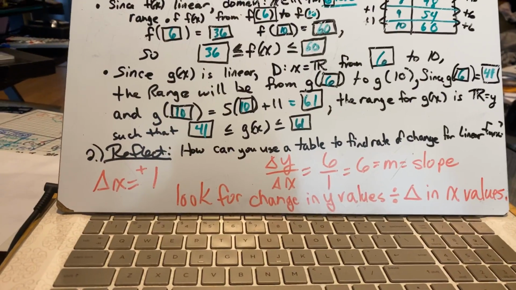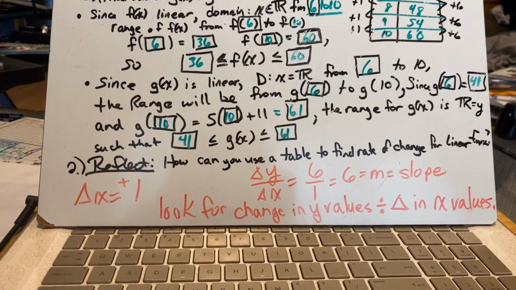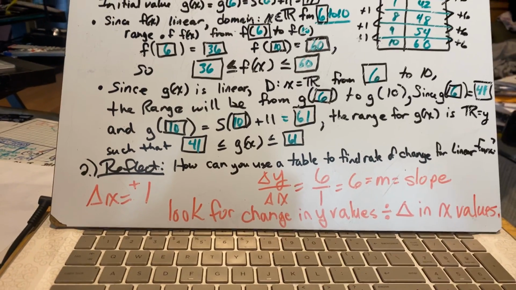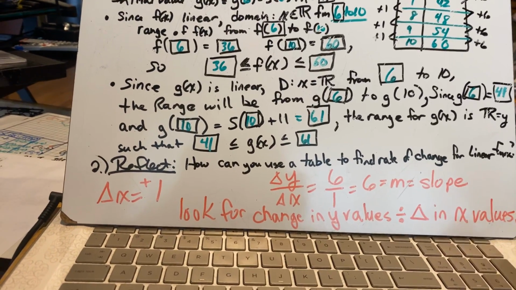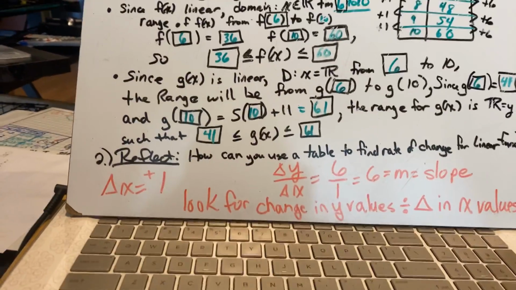All right, now they don't ask us to find the actual formula or model, but they could have. And in that event, you would find the y-intercept, which always occurs when x is 0, and you would derive the slope from the chart.